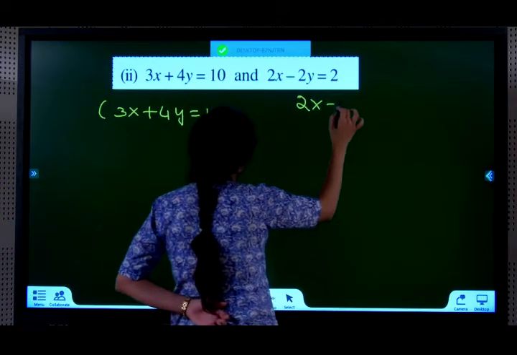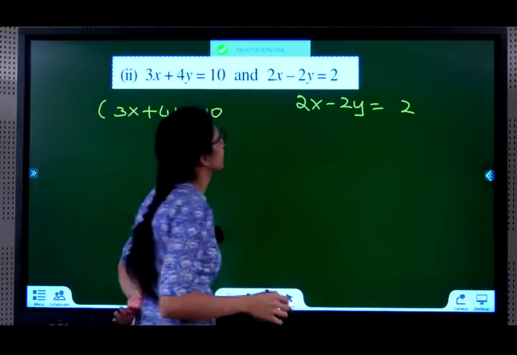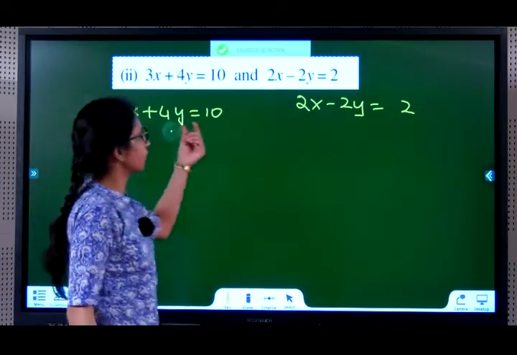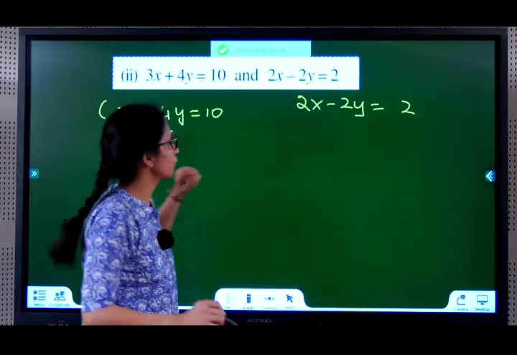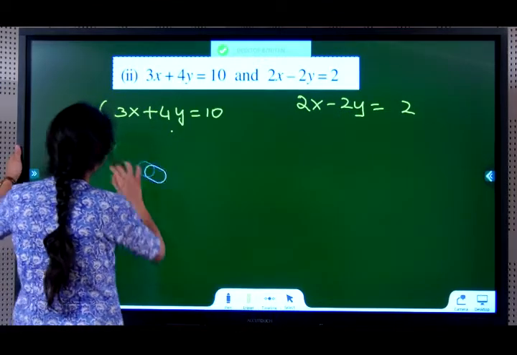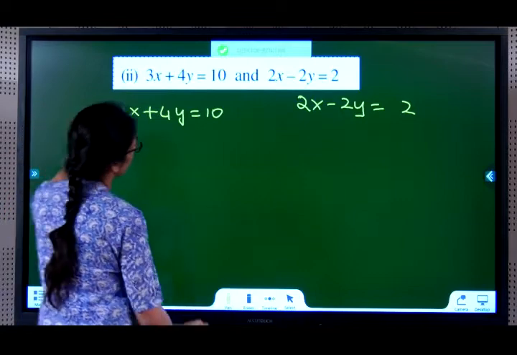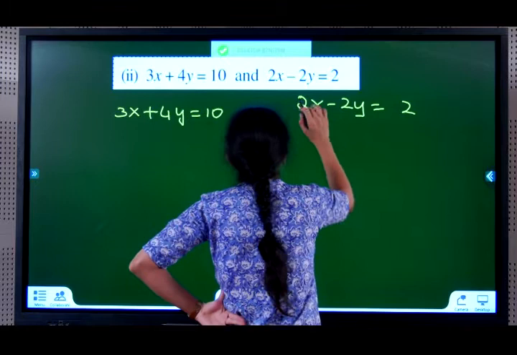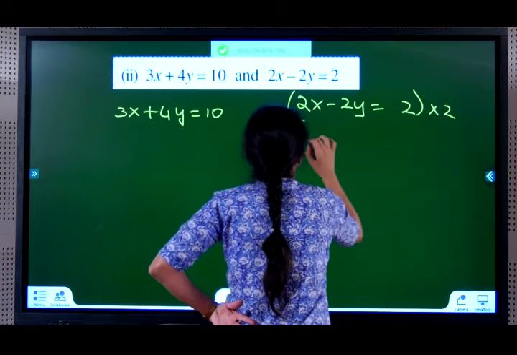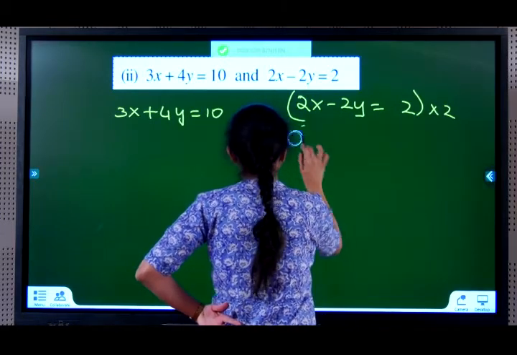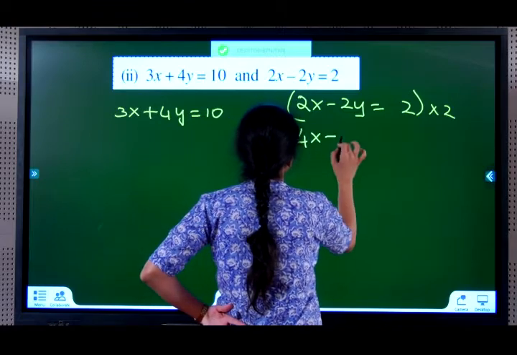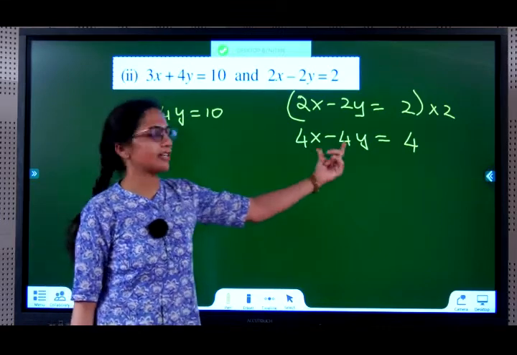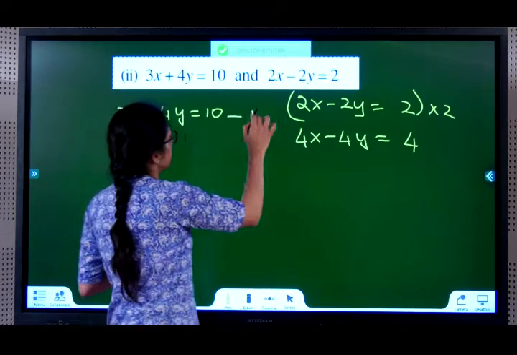So we have the second question: 3x plus 4y is equal to 10 and 2x minus 2y is equal to 2. You want to make the coefficients same, choose any coefficient. I choose y because LCM of 4y and 2y is just 4. I have to multiply only one of the equations. If you choose x, then you have to multiply both, right? Okay, so we will stick to this, multiply this equation into 2. So it becomes 4x minus 4y is equal to 4. This has plus 4y, this has minus 4y, simply add, the problem is solved.